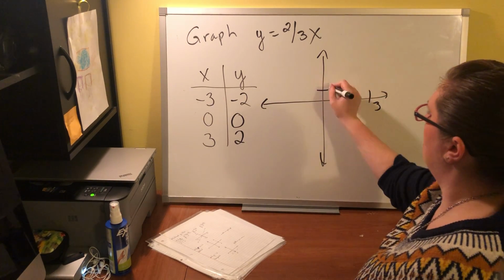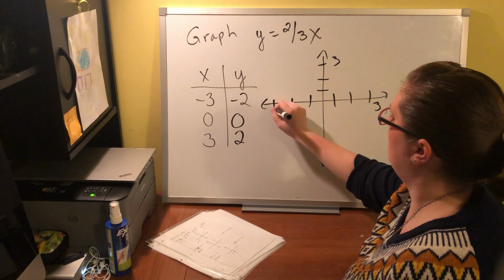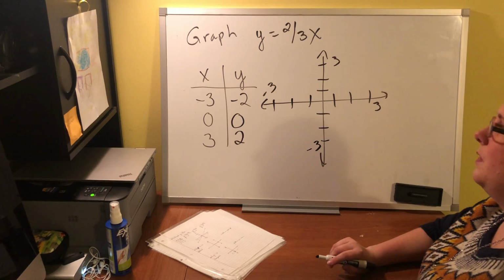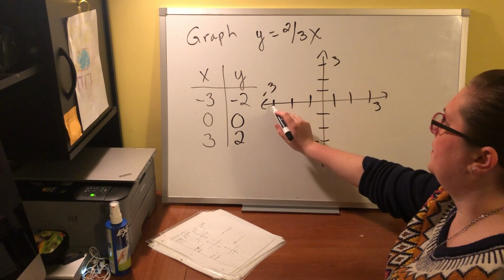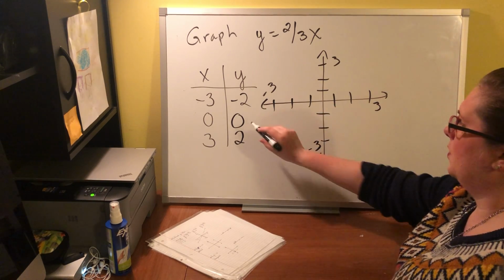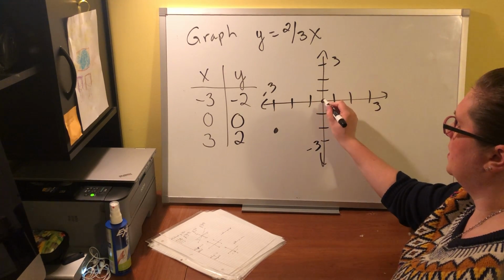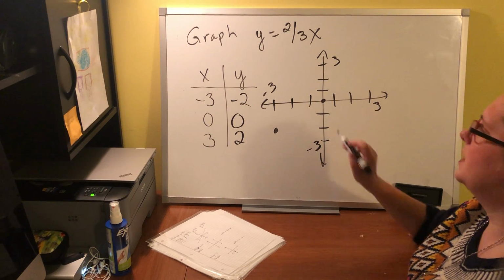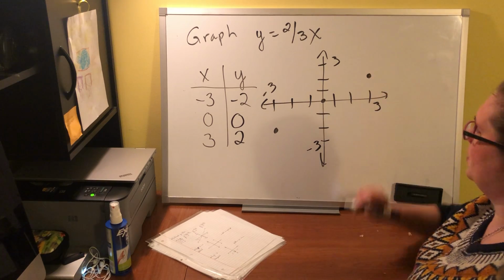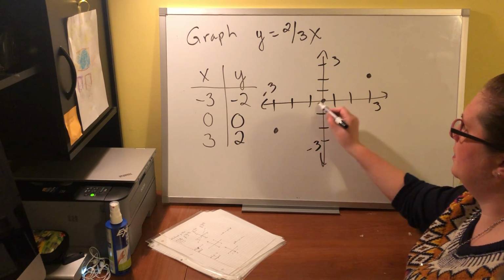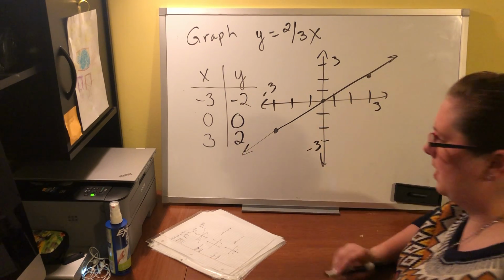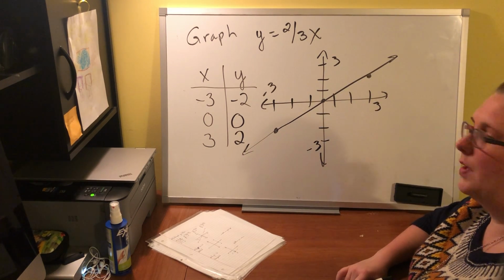All right, so let's go ahead and look at -3, -2. So we're going to the left 3 and down 2. We're going to 0, 0, so we're going nowhere. That's the origin. There's our next point. And then we're going 3, 2. So 3 to the right, it's positive. Up +2. There's our 3rd point for our graph. Once again, connect the dots, extend the lines, and add the arrows, okay?